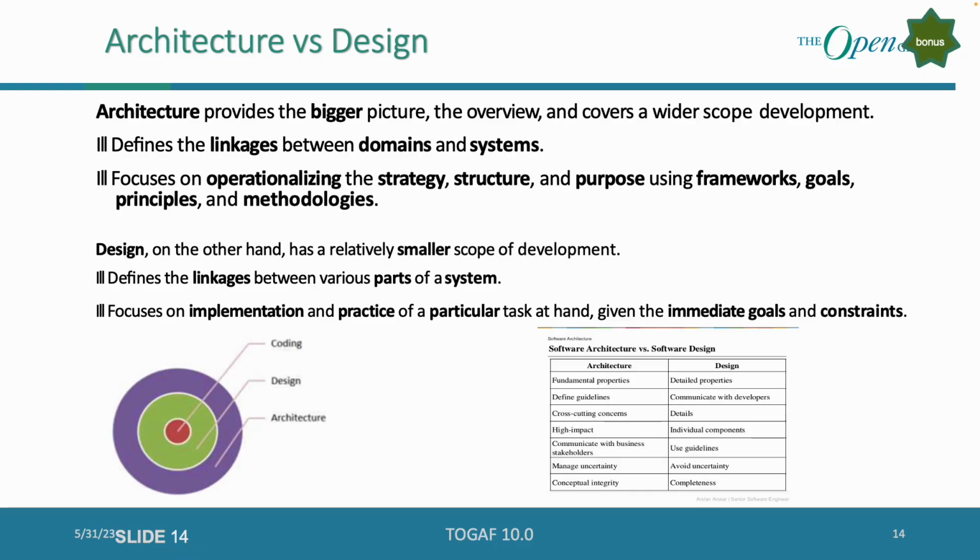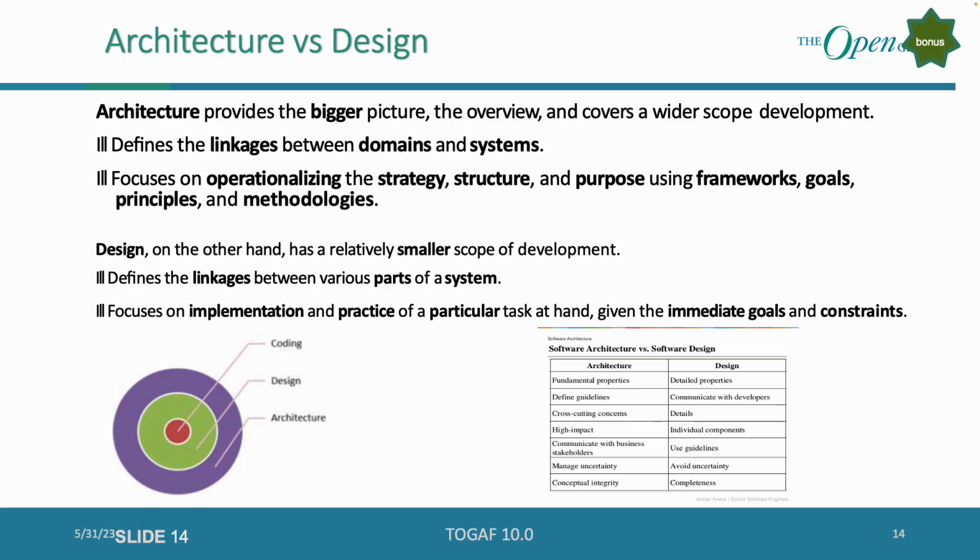And I would like to take you to what is different, and we want to explore the distinction between architecture and design, and understand how architecture provides the bigger picture and covers a wider scope of development. Architecture, in the context of enterprise architecture, is focused on providing an overarching framework that defines the structure, strategy, and purpose of the organization. It provides a high-level view of the enterprise, considering the interdependencies and linkage between different domains, systems, and processes. Architecture is concerned with understanding the holistic context and ensuring alignment with organization goals and objectives.